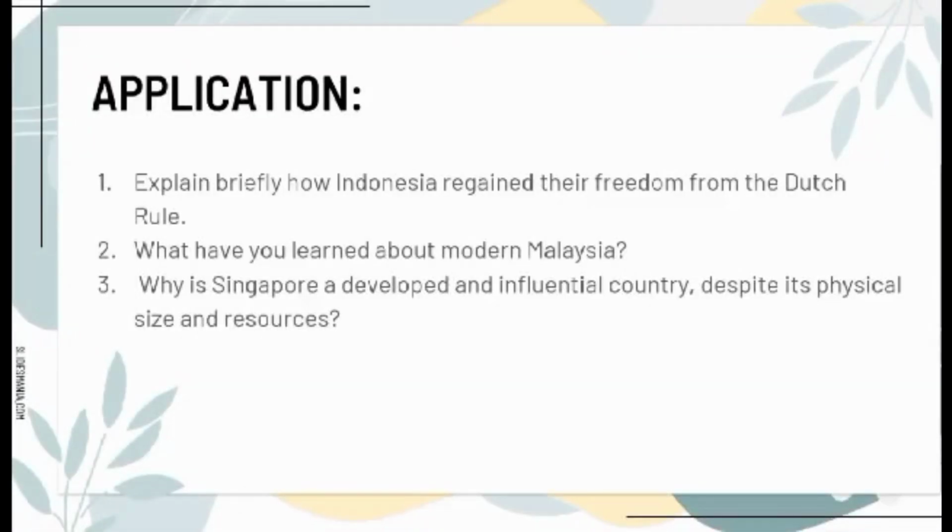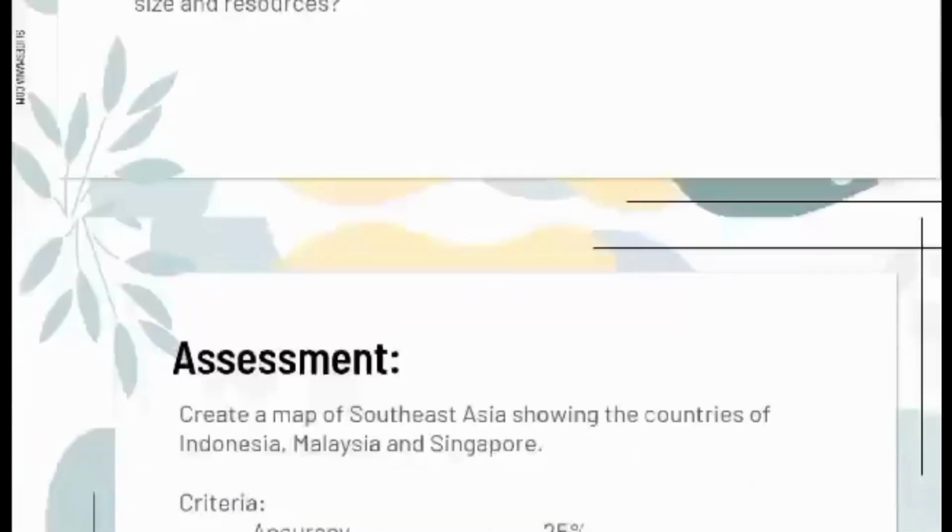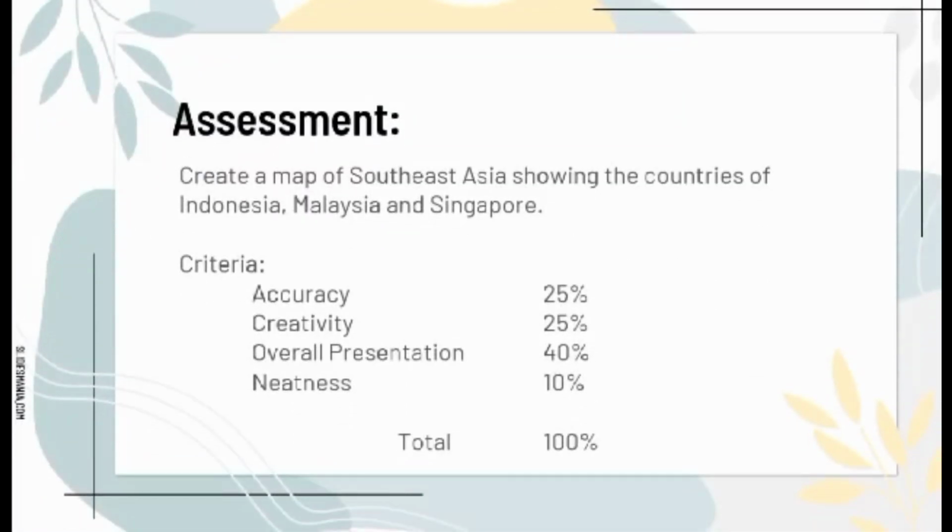For today's attendance, please kindly answer the questions. One, explain briefly how Indonesia regained their freedom from the Dutch rule. Two, what have you learned about modern Malaysia? Three, why is Singapore a developed and influential country despite its physical size and resources? And for our assessment, create a map of Southeast Asia showing the countries of Indonesia, Malaysia, and Singapore. With our criteria: accuracy 25%, creativity 25%, overall presentation 40%, neatness 10%, with a total of 100%.